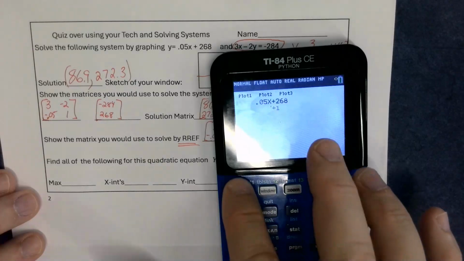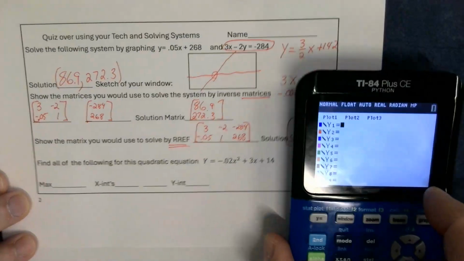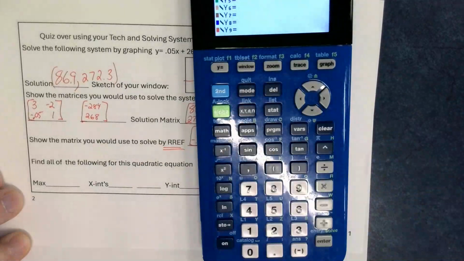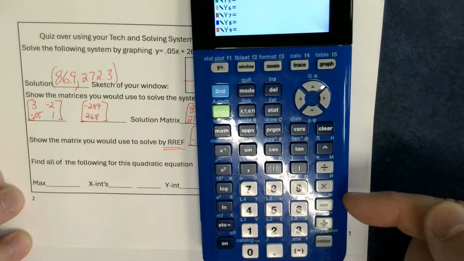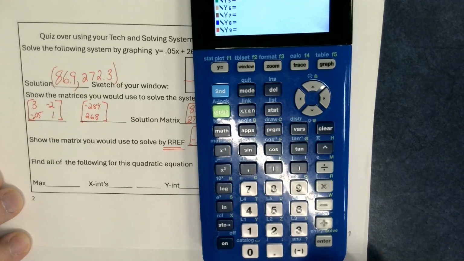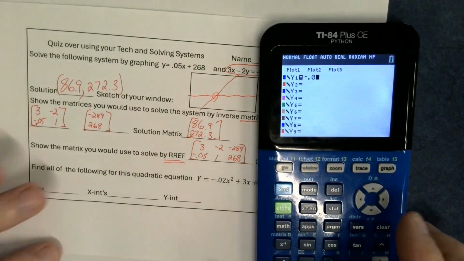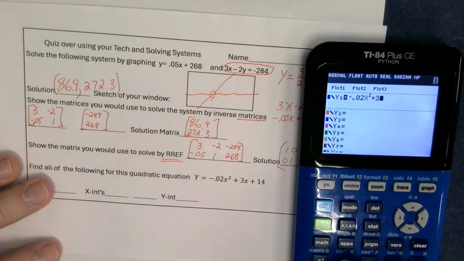Go to clear, go to my y equals, get rid of those 2 lines that I had before, and I'm going to put in this equation. So I got to do a negative. Remember, negative is this little button right down here at the bottom. Not the subtraction sign, but the little negative. -0.02 x squared plus 3x plus 14.